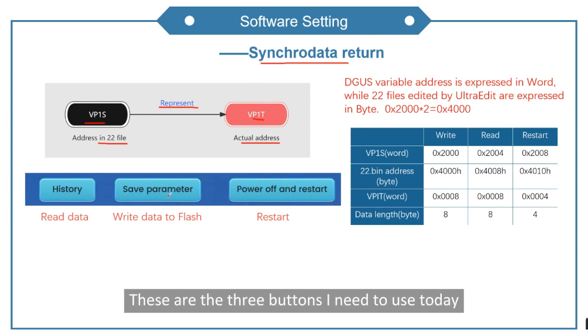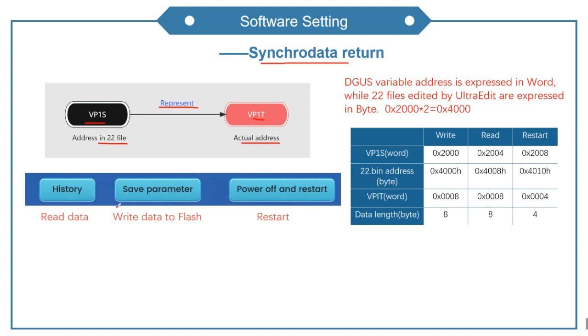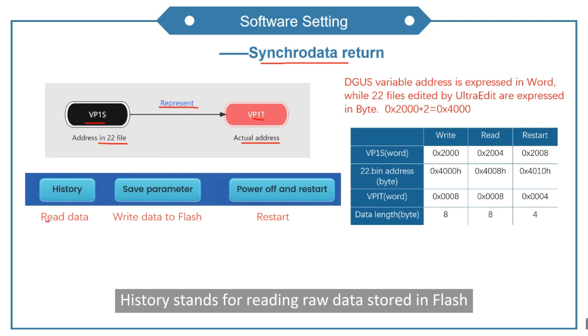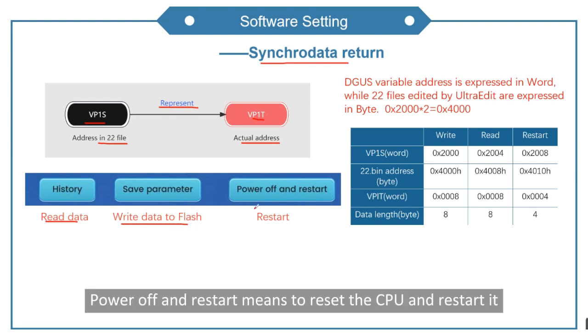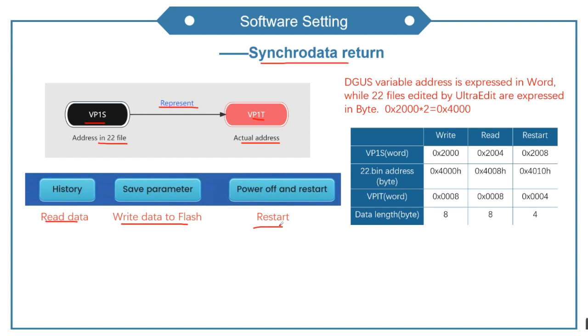These are the 3 buttons I need to use today. History stands for reading raw data stored in flash. Save parameter means to write data to flash. Power off and restart means to reset the CPU and restart it. I have a table here.